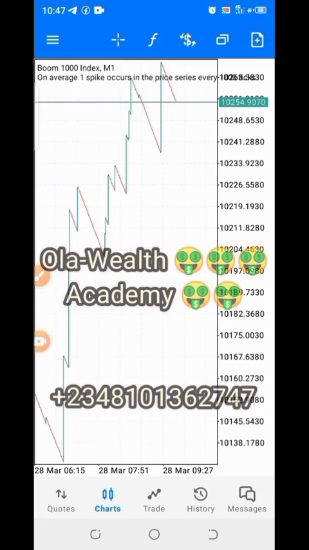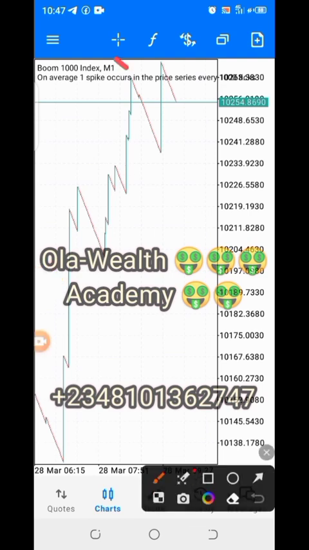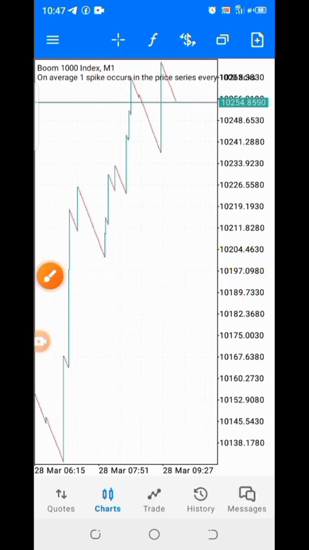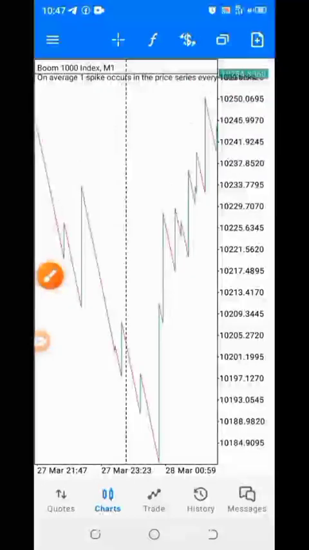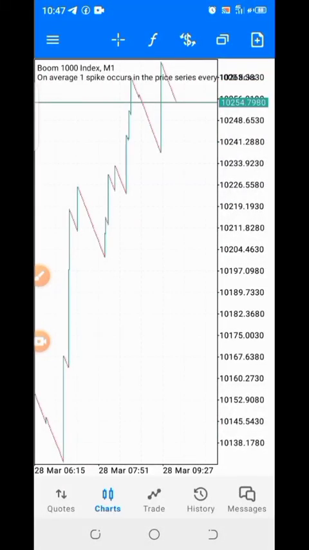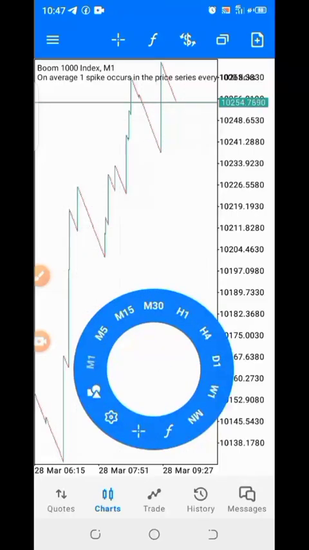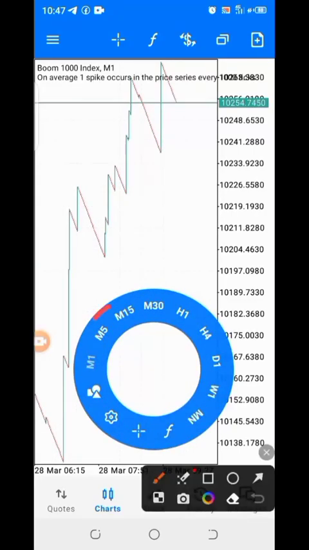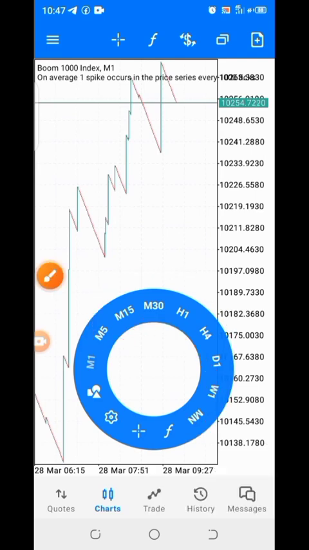Because for instance, I'm on M1, which is the 1 minute time frame. I can't even see the whole thing that happened today at once without having to drag back and forth. So now I need to tap my screen, and then you can see M5 and all these other ones are what you use to check your trend. So I will go to M5.